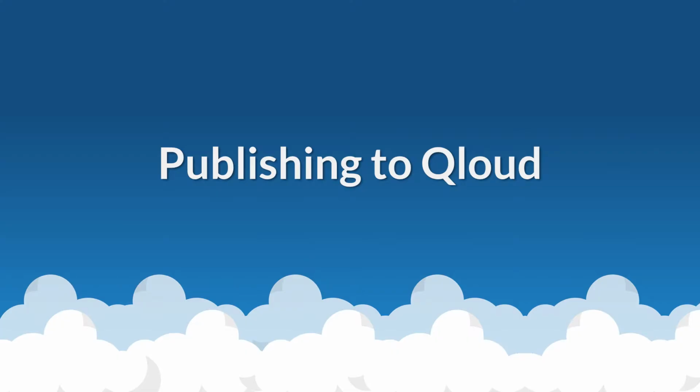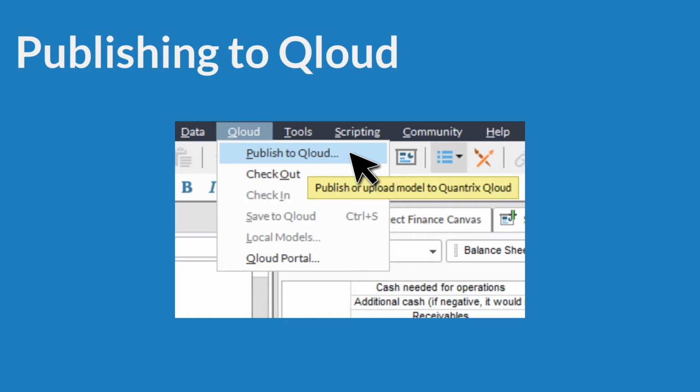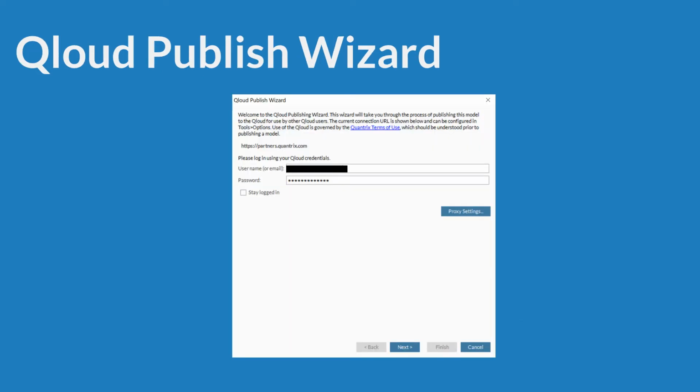We'll start with publishing a model from the desktop to Qloud. It's easy. Let's take a look at how we do it. Once you've completed a model and you're ready to upload, select Publish to Qloud from the top menu. Next, the Qloud Publish wizard will walk you through a series of steps to upload your model.